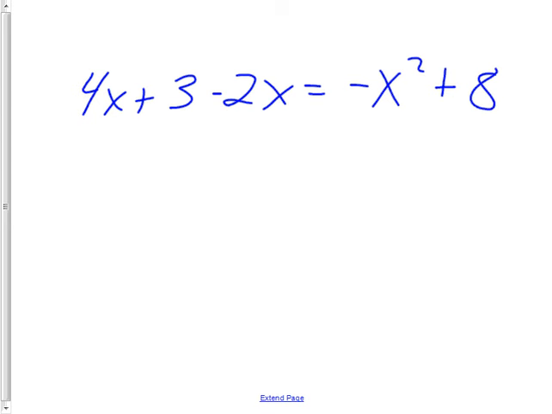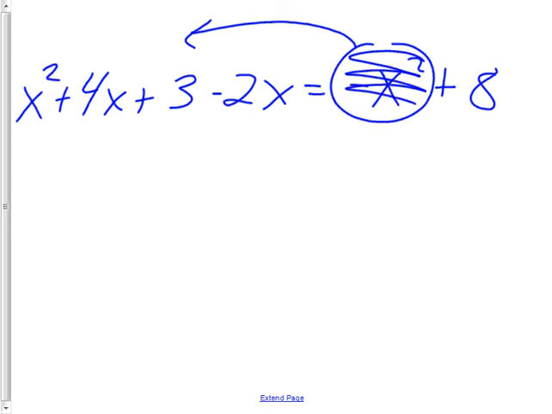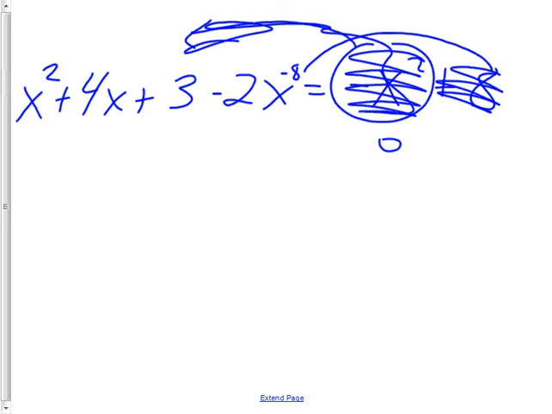Put everything on the left, because that way the x squared becomes my lead term, because it's the biggest degree, and it'll be positive. So I bring that over here, and I can say positive x squared at the beginning. And how do I get rid of the 8? Subtract an 8, so I put a -8 at the end here, and the whole thing will equal 0. Then I'd have x squared plus 4x. The 4x and the -2x are going to make plus 2x. And then this 3 and this -8 make -5. And then you'd hope it would factor.